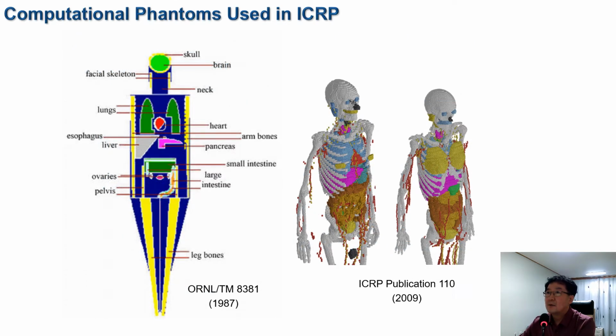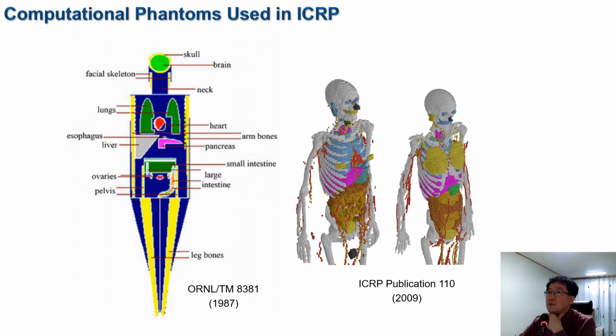These are computational human phantoms used in ICRP for dose coefficient calculations. The phantom on the left is called a mathematical or stylized phantom, mostly used in the past. And the phantoms on the right are voxel phantoms, which are used these days. In fact, these are the current ICRP reference computational phantoms for adult male and female. These phantoms were released in 2009 with ICRP Publication 110.